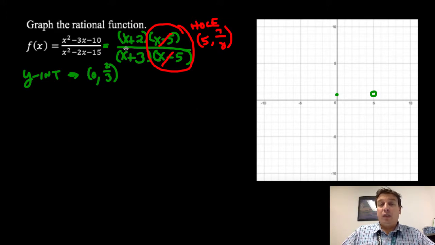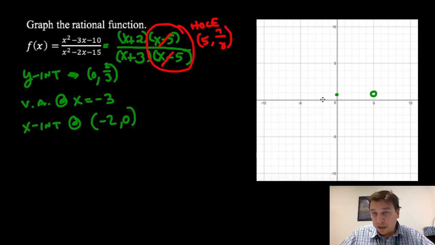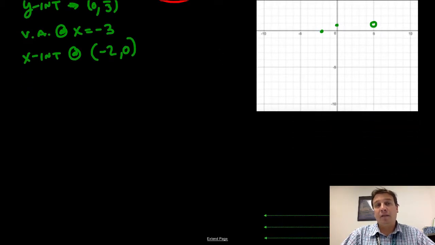Now we take a look for a vertical asymptote with what's left here. I have a vertical asymptote at x equaling negative 3. My x-intercept is going to be the value that makes the numerator 0. So that's going to be negative 2, 0. So let's plot the negative 2, 0, which is there. It's a closed circle.